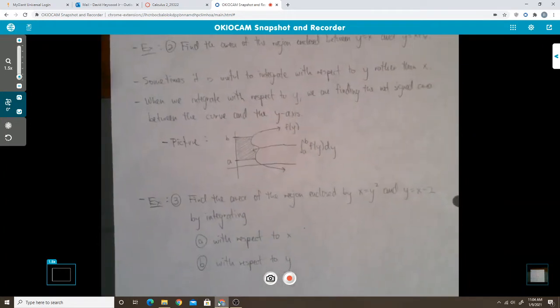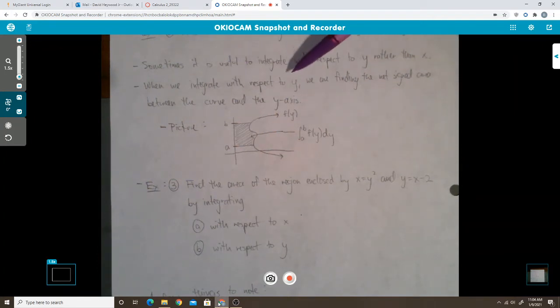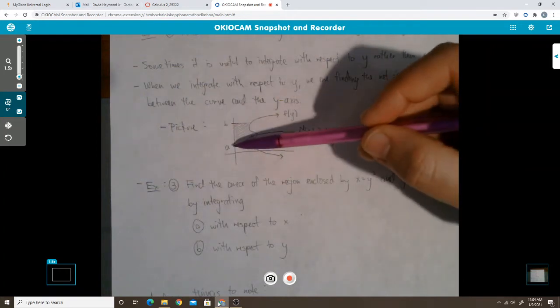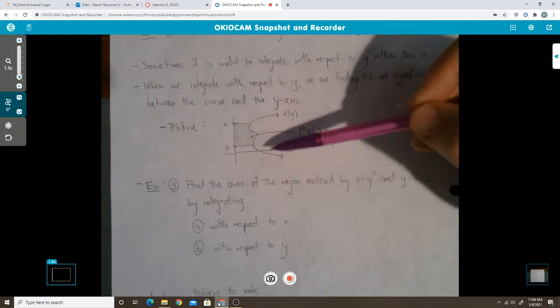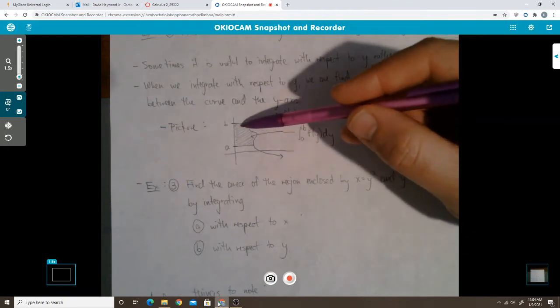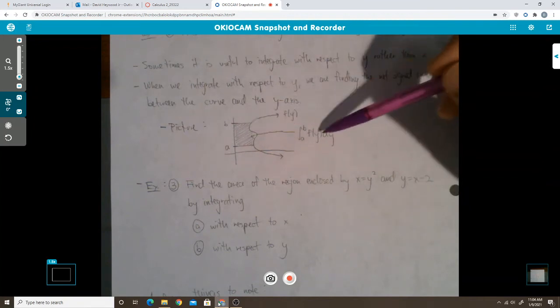Now, sometimes it's useful to integrate with respect to y rather than with respect to x. When we integrate with respect to y, we're finding the net signed area between the curve and the y-axis. So it's like everything gets sort of tipped over, you might say. So your limits of integration are going to be along the y-axis now instead of along the x-axis. But this area is the integral from a to b of f of y dy.